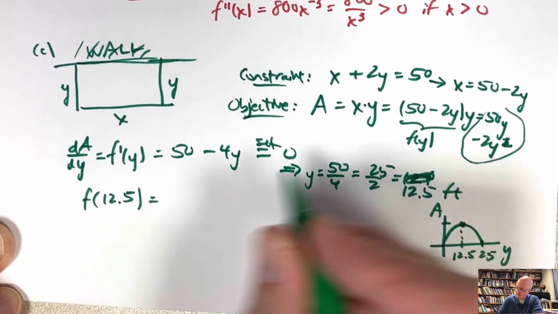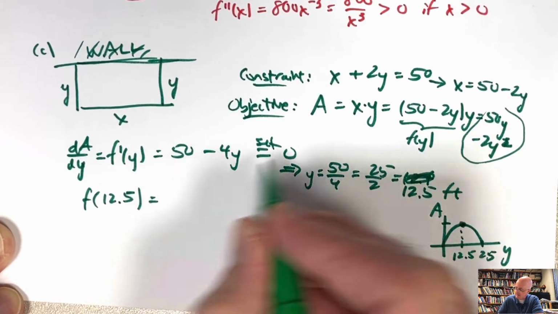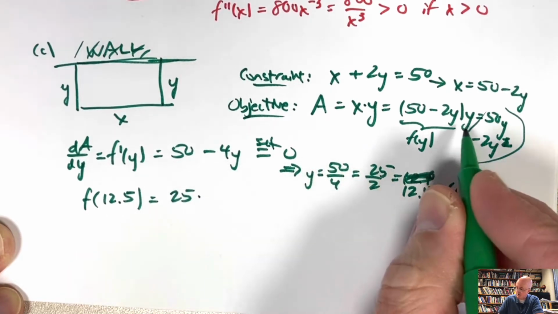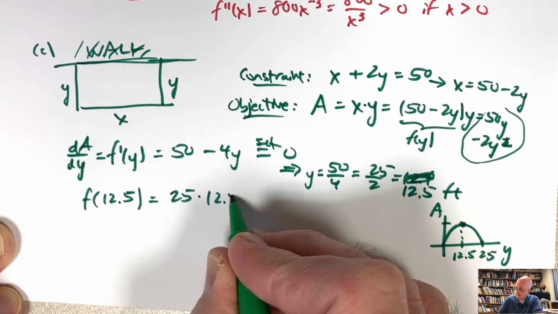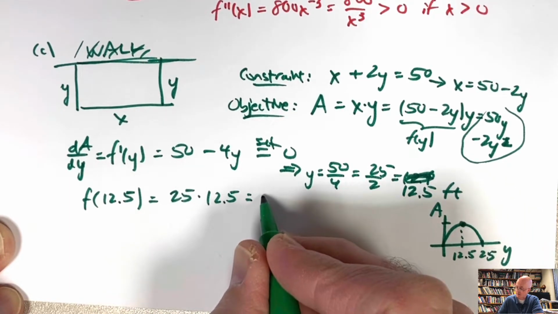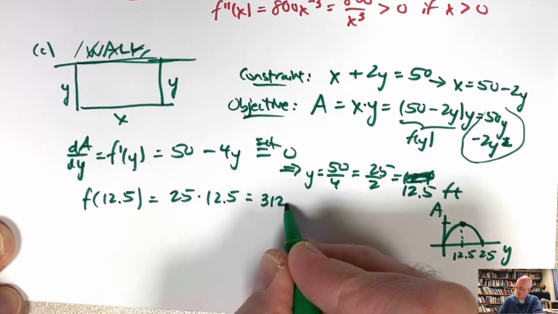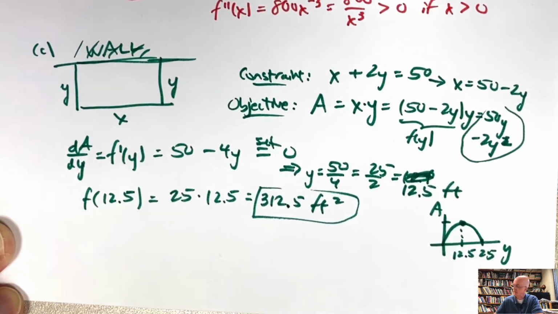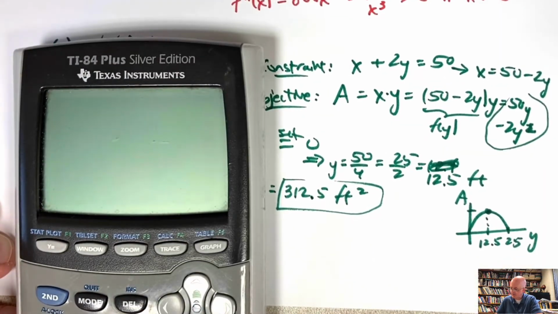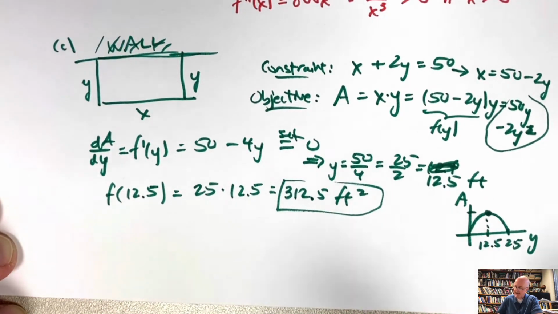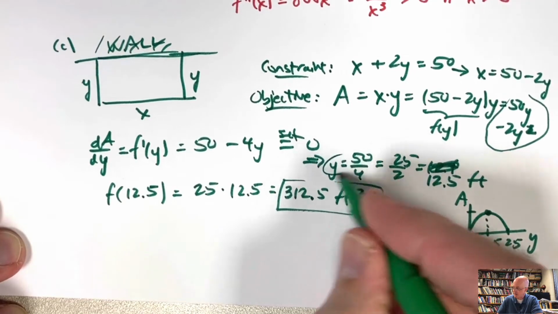Plug in 12.5 here. 50, 2 times 12.5 is 25. 50 minus 25 is 25. And plug in 12.5 there. Oh, can I do that in my head? 25 squared is 625. So if I divide that by 2, this should be 312.5 square feet. That would be the maximum area you can enclose. Let's just double check that. 25 times 12.5, 312.5. If it did ask for the dimensions, well, one dimension is y equals 12.5 feet.